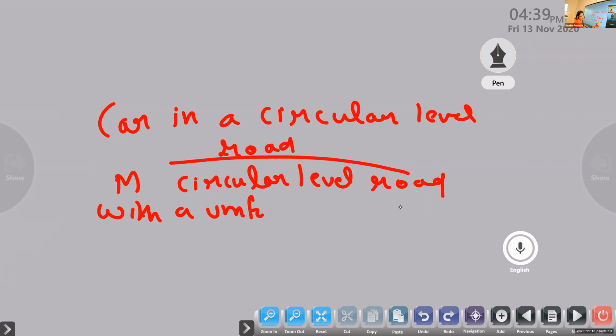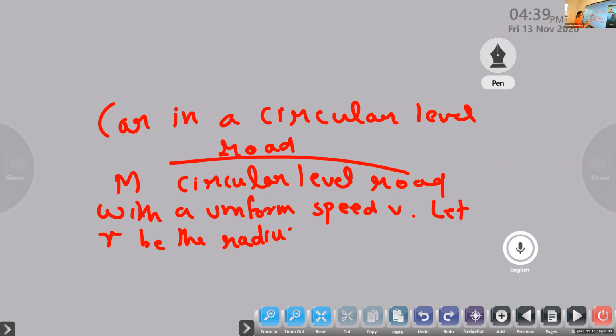Let r be the radius of curvature of the road.